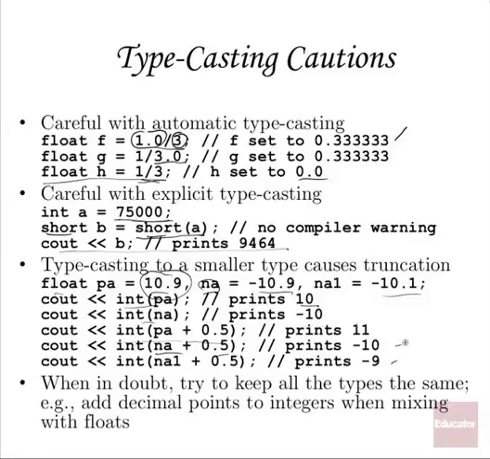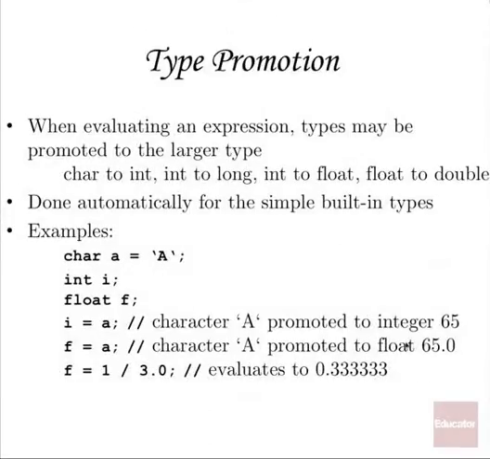When in doubt, try to keep all your types the same. If you're going to be working with floating point numbers, make sure all your numbers are floating point. If you're working with double precision, make sure all your numbers are double precision. Because when you mix your types, if you don't know exactly what you're doing, it might cause problems. And we saw a little bit of type promotion there. If you have an expression with some smaller types and larger types all in the same expression, the compiler will say, well, this is a small number, we have to make it a big number in order to do this arithmetic. It's usually done automatically, especially for the simple built-in types.